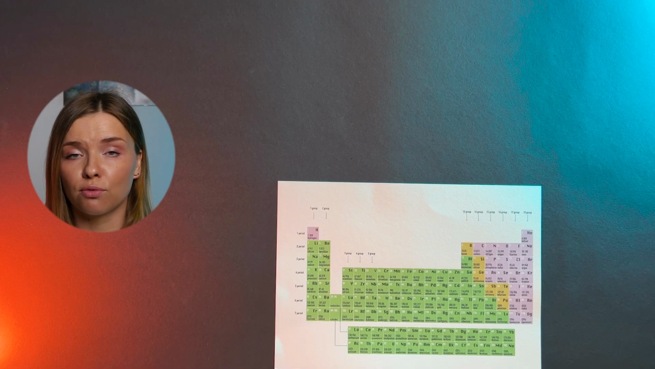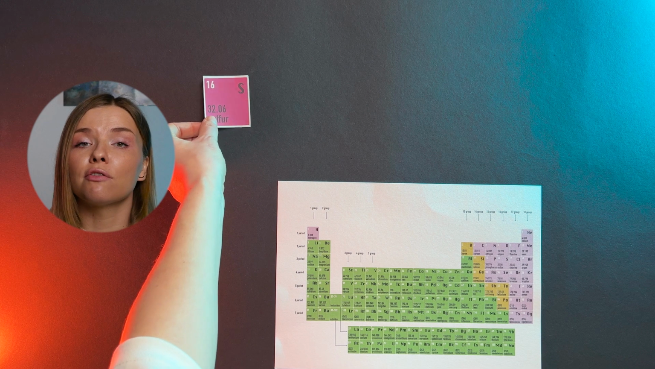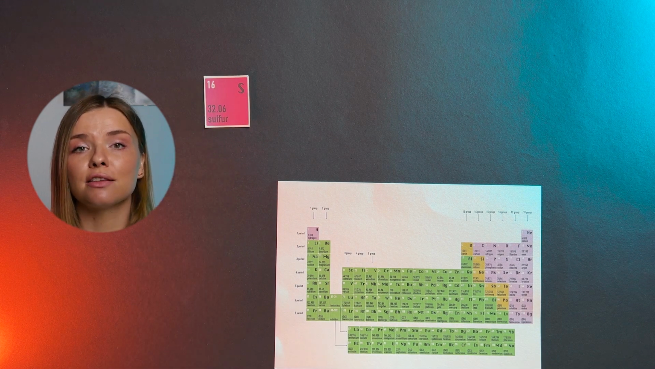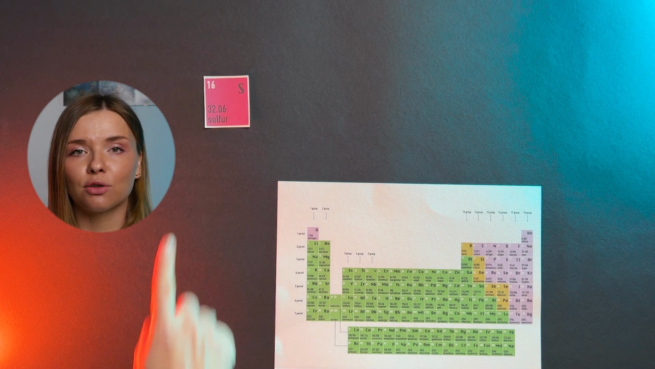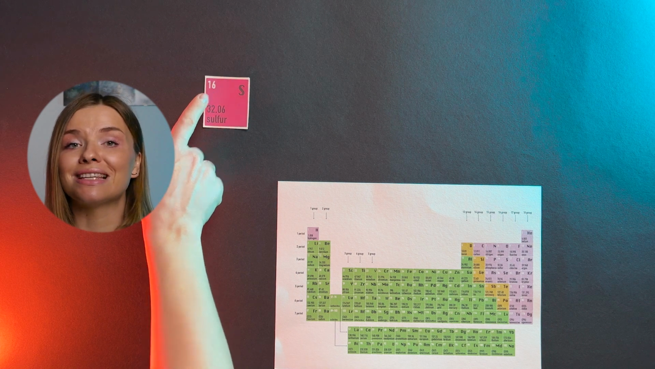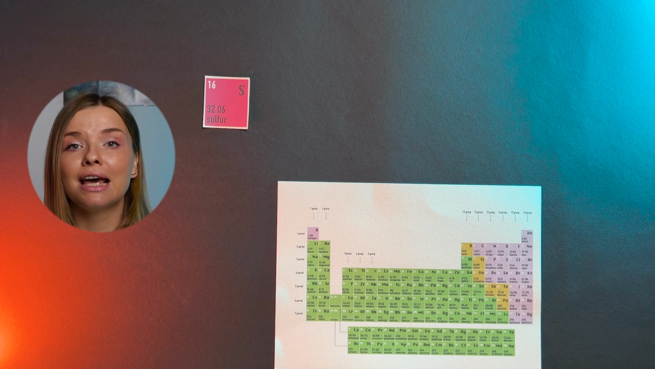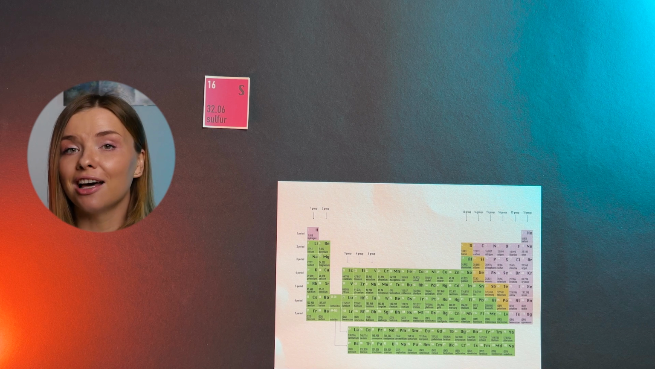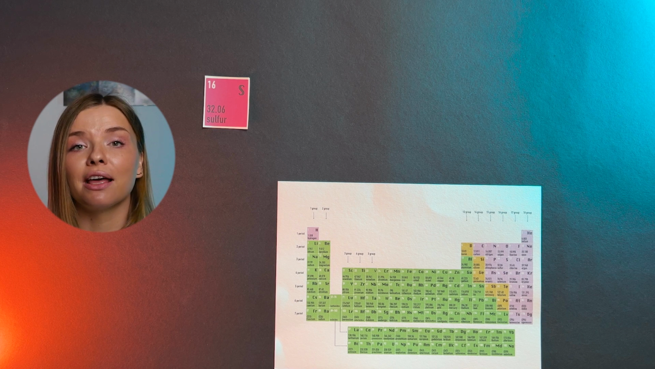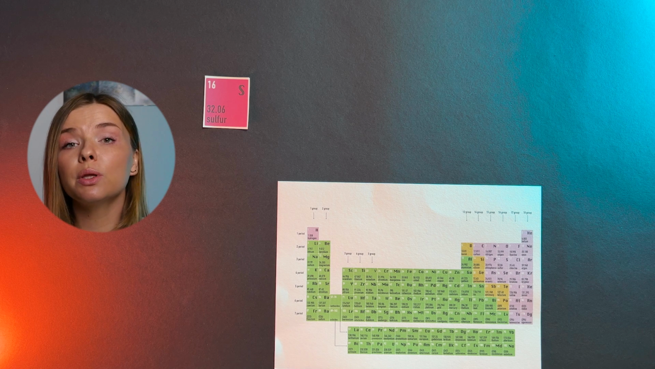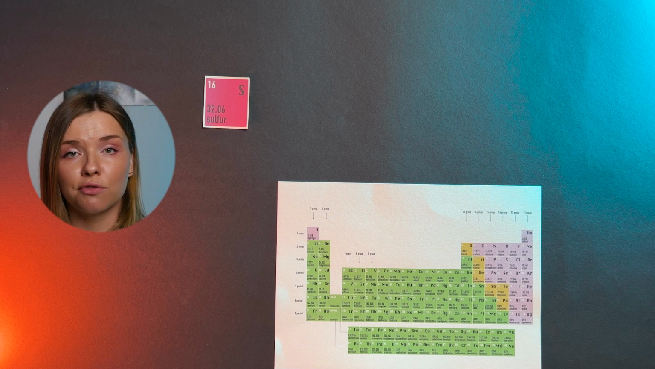Let's start with sulfur. Sulfur is an element of the third period, meaning that sulfur has 3 electron layers. Its atomic number is 16, indicating sulfur has 16 electrons in a neutral atom. And now let's arrange these electrons by levels and sublevels. We will begin writing the configuration by moving from the beginning of the periodic table.